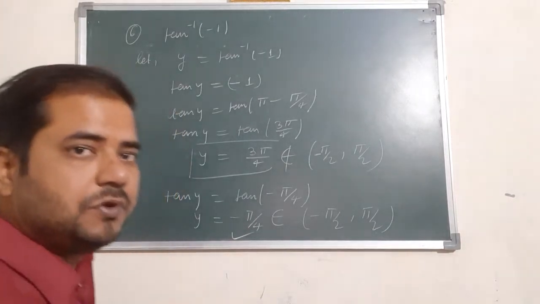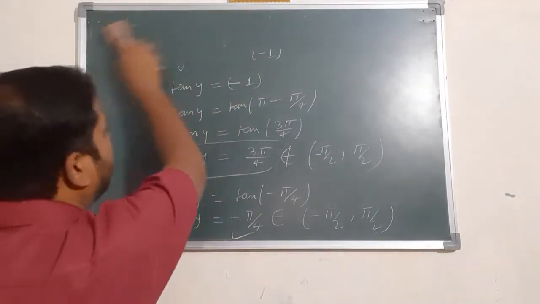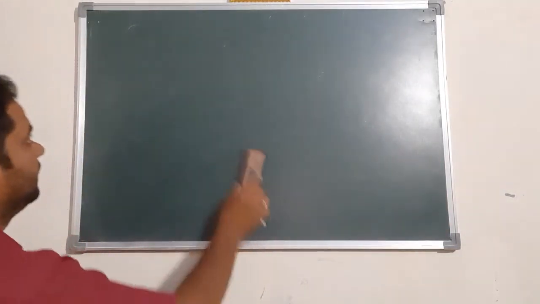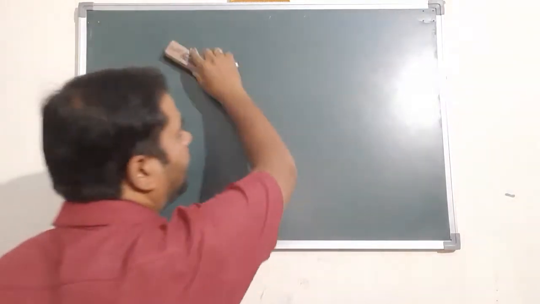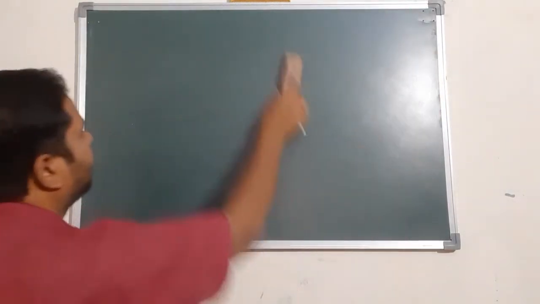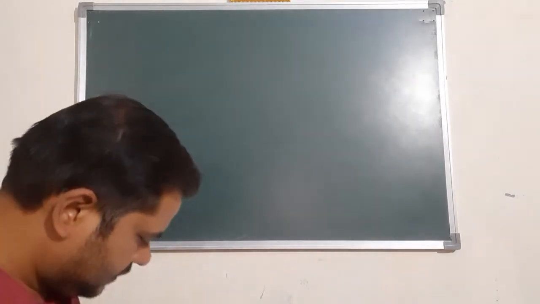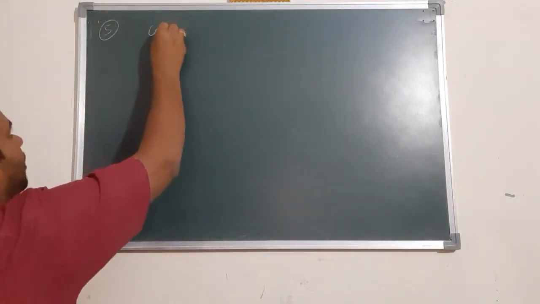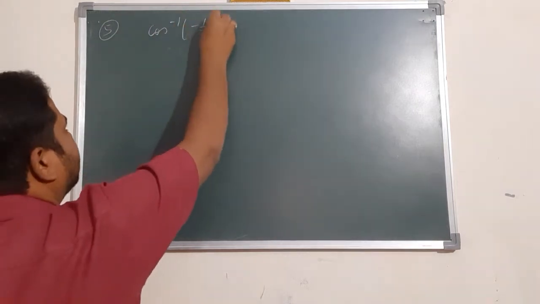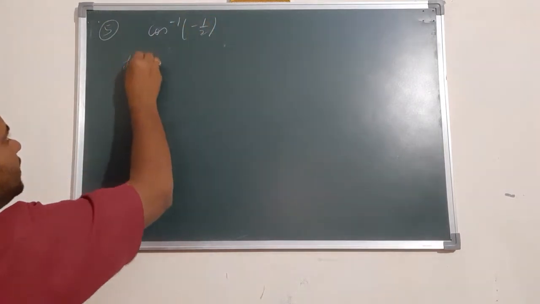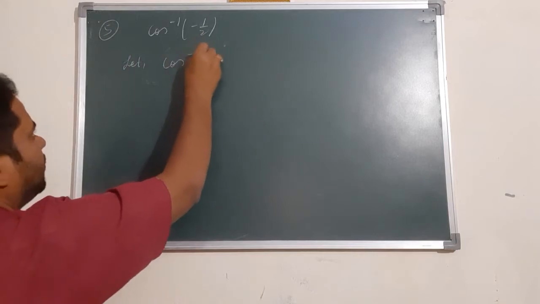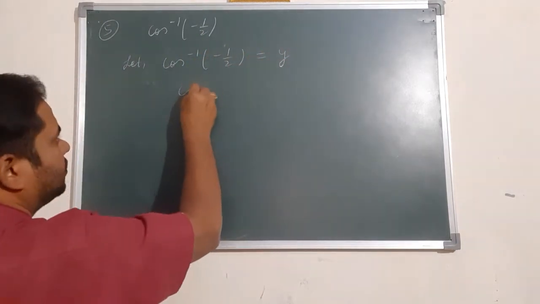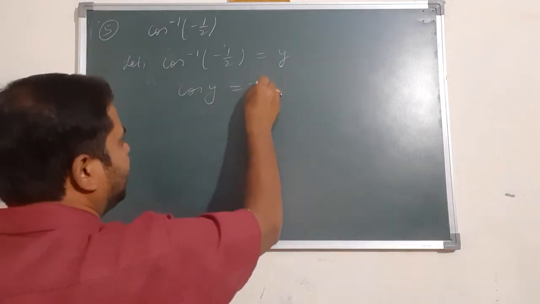I hope you have completed this one. Now the next one, question number 5: cos inverse of minus 1 by 2. So let cos inverse of minus 1 by 2 be equal to y. So cos y is equal to minus 1 by 2.